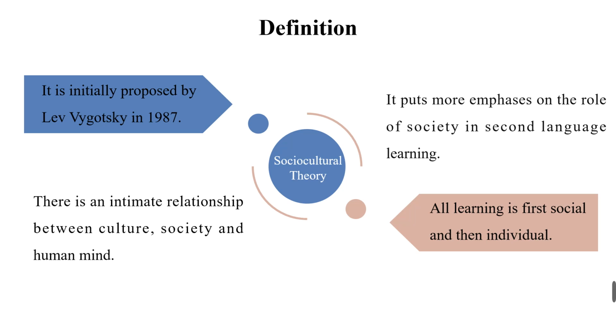First, let's talk about the definition. Socio-cultural theory, initially proposed by Lev Vygotsky in 1987, assumes that there is an intimate relationship between culture, society, and human mind. Moreover, when it comes to SLA, the theorists argue that all learning is first social and then individual. People construct what they learn in social interactions in their mind, and then gradually turn it into their own knowledge. It can be seen that the social-cultural theory puts more emphasis on the role of society in second language learning.